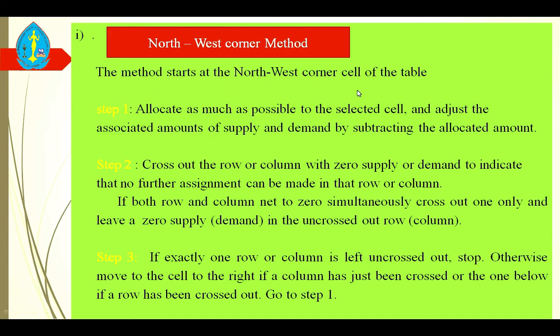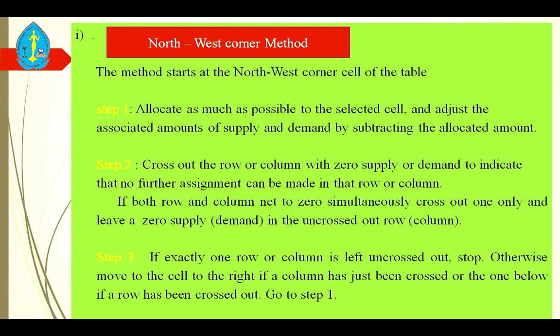The northwest corner method. The method starts at the northwest corner cell of the table. Step 1. Allocate as much as possible to the selected cell and adjust the associated amount of supply and demand by subtracting the allocated amount. Step 2. Cross out the row or column with 0 supply or 0 demand to indicate that no further assignment can be made in that row or column. If both row and column net to 0 simultaneously, cross out only one and leave 0 supply or 0 demand in the uncrossed out row.